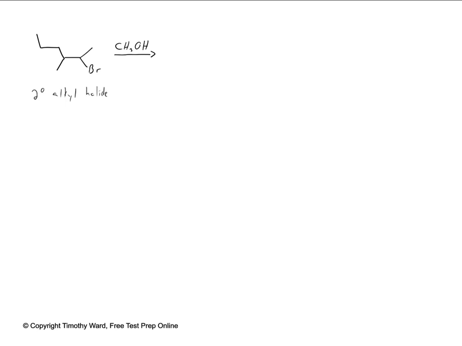Now I know a couple of things. The bromine here is a lot more electronegative than the carbon. So the bromine is partially negative, which means this carbon, the alpha carbon here, is partially positive. I also know that bromine is a good leaving group.